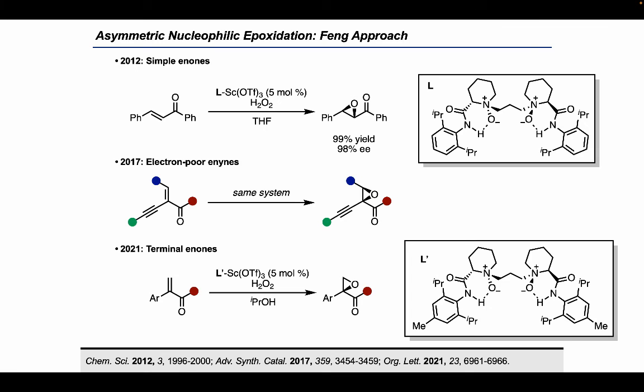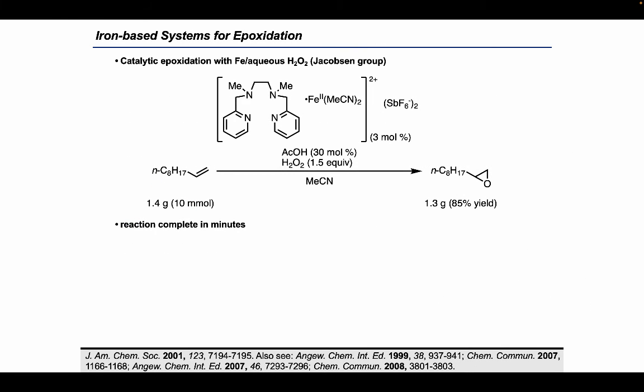With respect to the methodologies we've seen before, this approach is probably most similar to the work of Shibasaki, where a chiral Lewis acid activates the carbonyl to facilitate the conjugate addition of an oxygen nucleophile. And now I think it makes sense to also go through some of the advances in asymmetric epoxidation that have been made using iron-based systems.